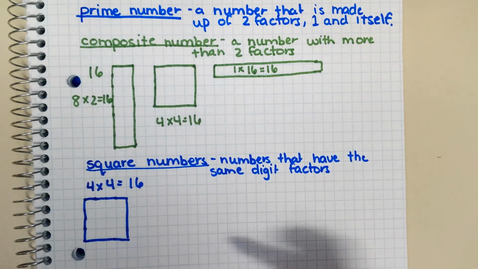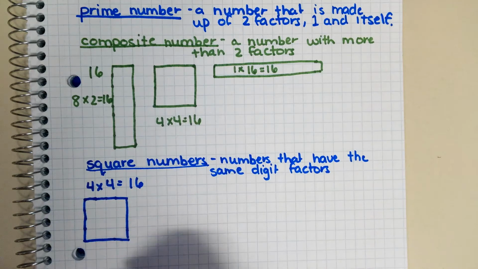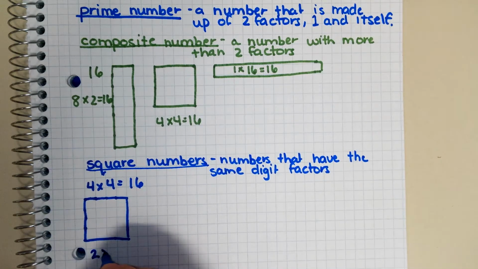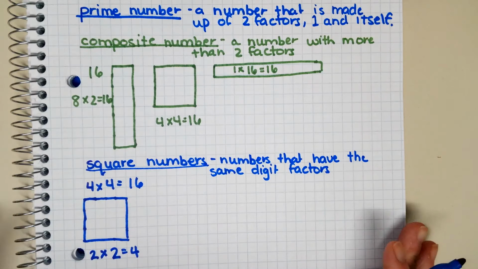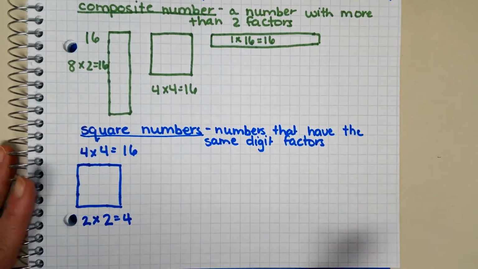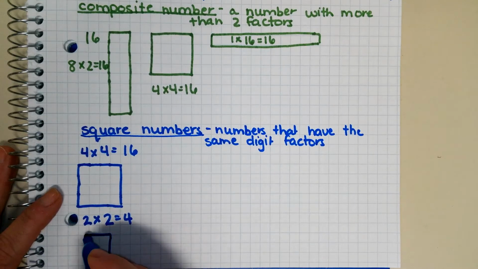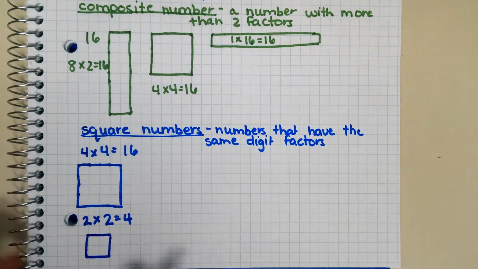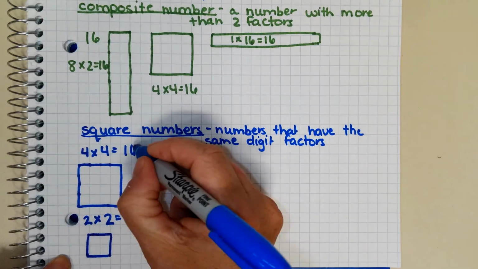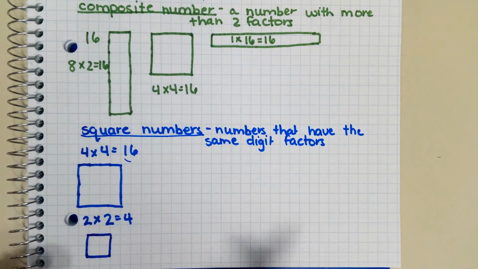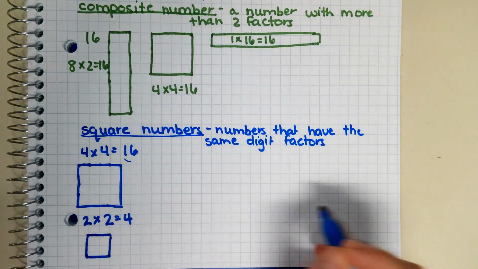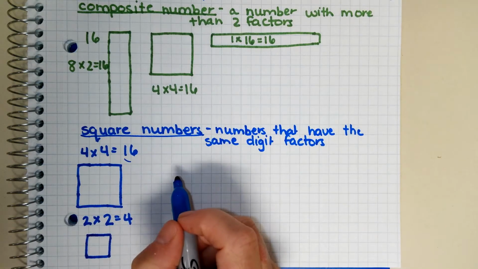Now, there are many other numbers that multiplied by themselves create perfect squares. For example, we have 2 multiplied by 2 equals 4. So if I come, let me scooch this down just a little, 2 across, 1, 2, and 2 down. This is a perfect square too, right? So 16 is a perfect square. 4 is a perfect square number.